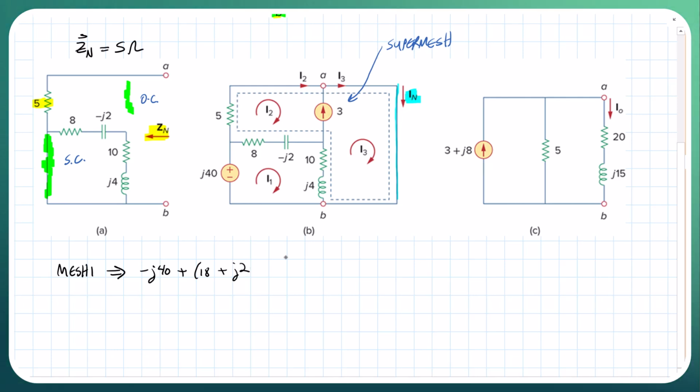I just added those impedances together, times I1, and then in the negative direction we have minus 8 minus J2 times I2, and then our I3 term, which is minus 10 plus J4 times I3, equal to 0. That's what we get from mesh 1.